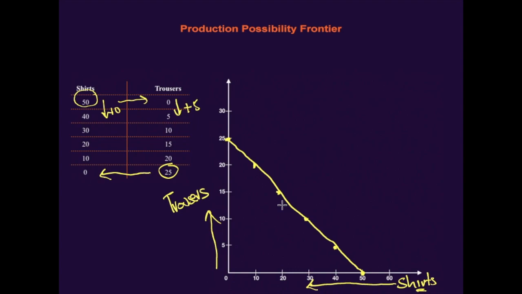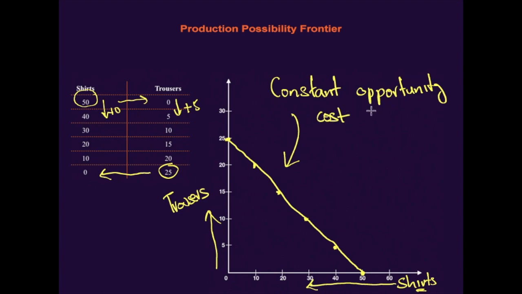In the next video, we will look at a different example and how the production possibility frontier changes from a straight line to a curve. This kind of production possibility frontier is known as a constant opportunity cost PPF, because the slope here is the same. It doesn't change along the line. That is why it is a straight line.